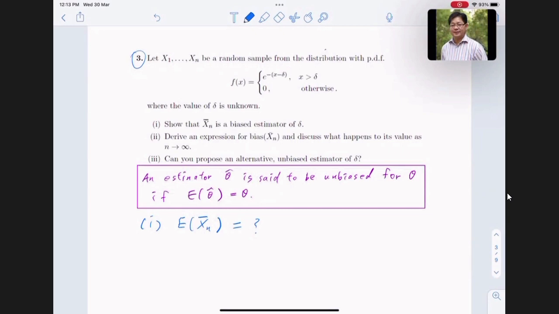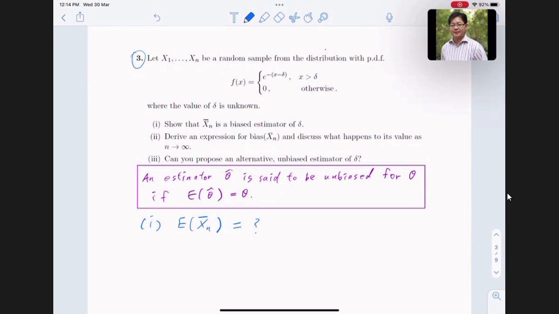Okay, maybe I will just give you some key idea about how to tackle this kind of question. First of all, you need to understand the meaning of biased and unbiased. An estimator is said to be unbiased for a parameter theta. We use this theta hat to estimate theta. Under what scenario is this theta hat said to be unbiased? It is when the expectation of the theta hat is equal to theta. We say that this estimator is unbiased.